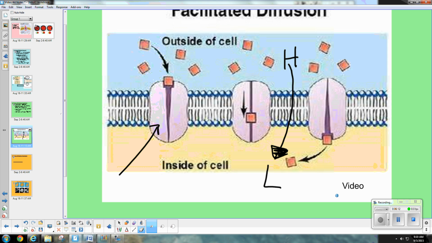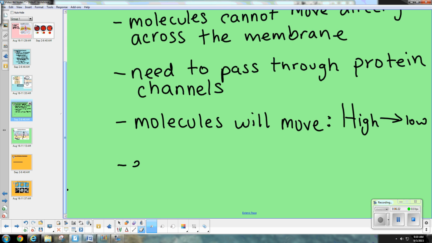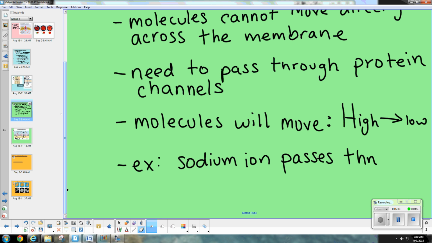This right here, this big purple blob, that's a protein channel. A good example of facilitated diffusion would be when we're trying to exchange sodium and potassium through our cell membrane. And so when the sodium ion passes through the channel, and by channel I mean the protein channel.